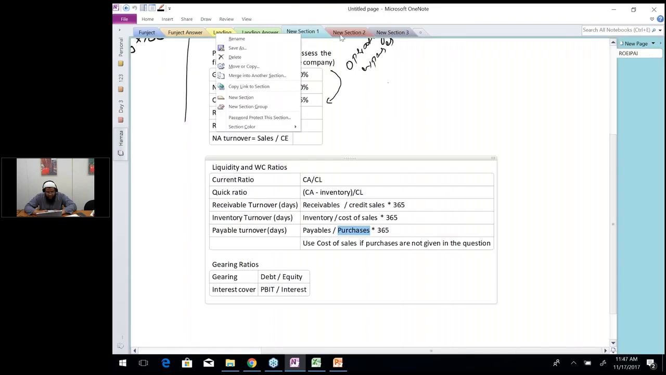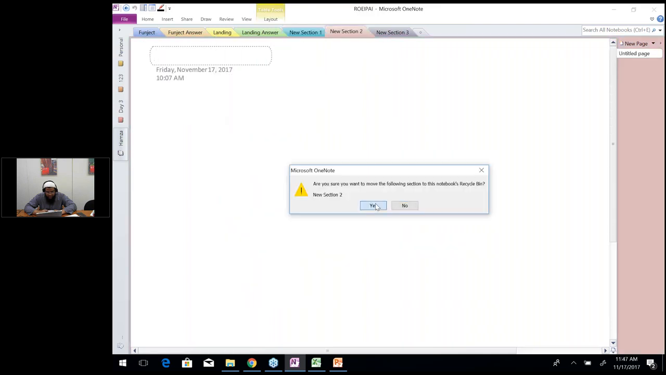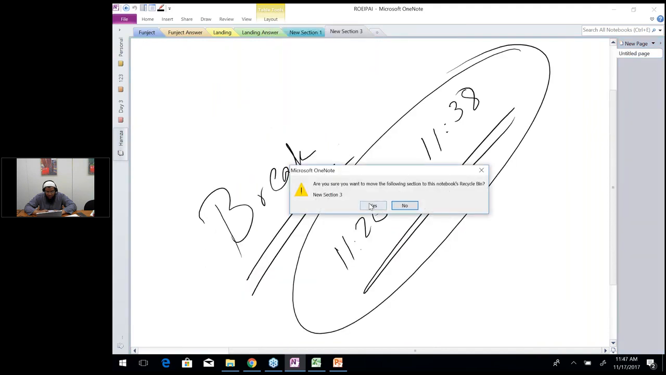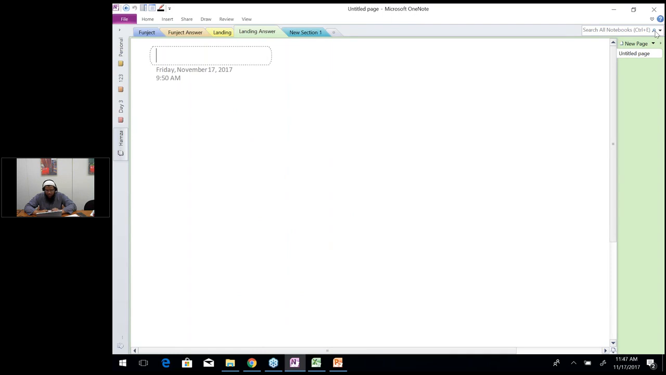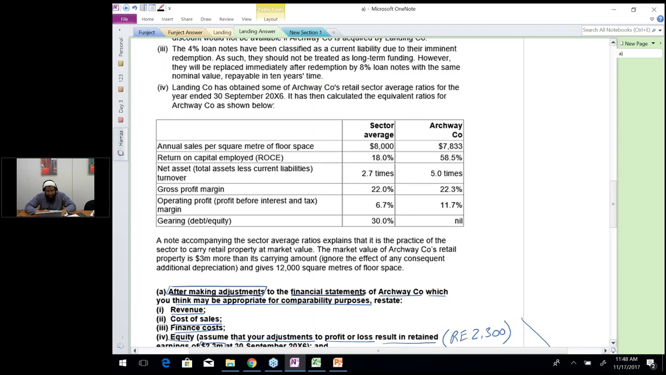And first I'm removing these useless sheets. Okay, so Landing answer, I'm going to write it over here. And I'm going to start with part A. We are going to calculate the adjusted revenue, the cost of sales and other values. So let me write down the income statement first.